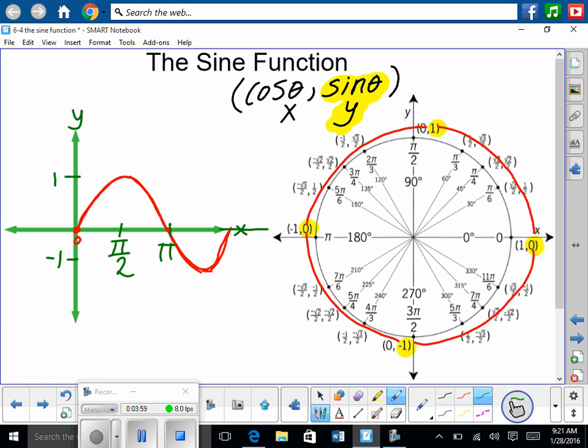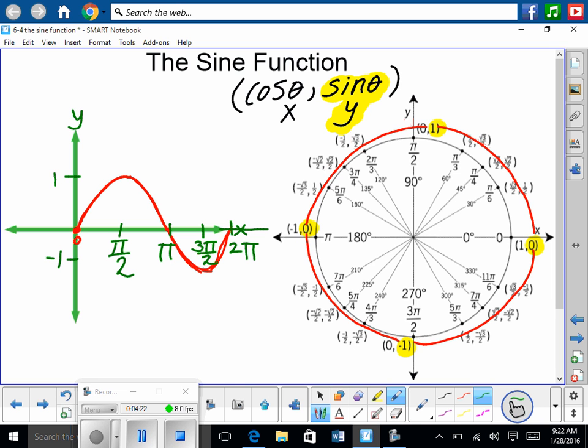Then we started traveling down after pi, and we hit negative 1 at 3 pi halves. So we hit negative 1 at the x value of 3 pi halves for sine. Then we were traveling upwards till we hit the value of 0 at 2 pi. So we hit 0 at 2 pi.